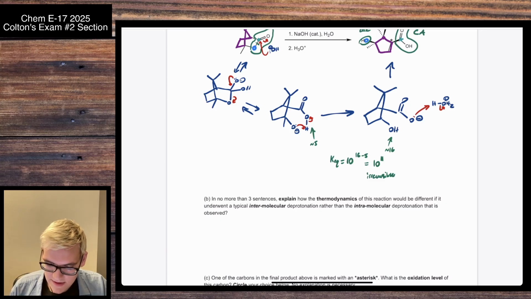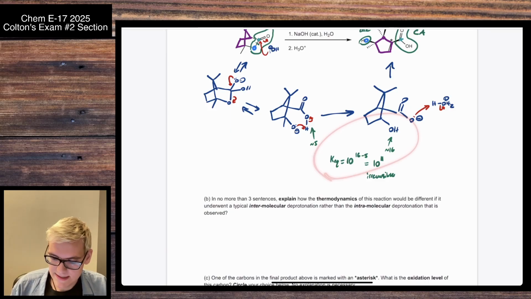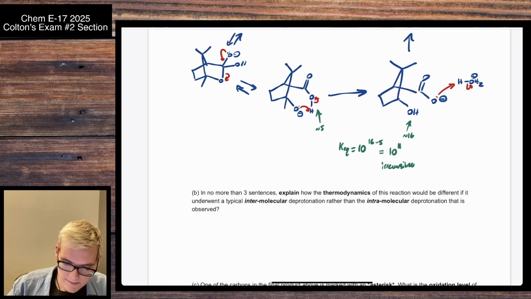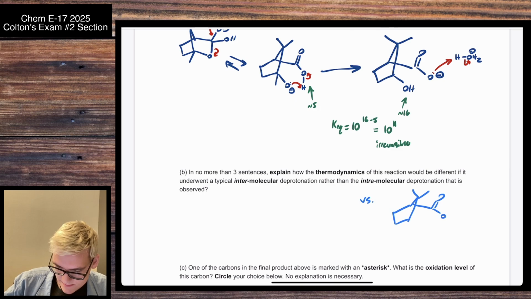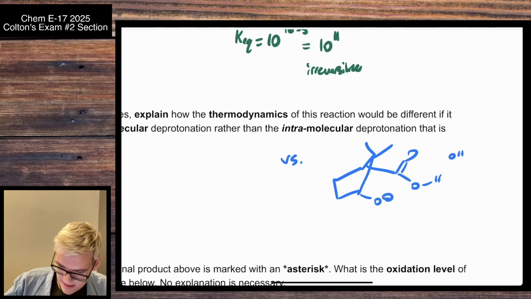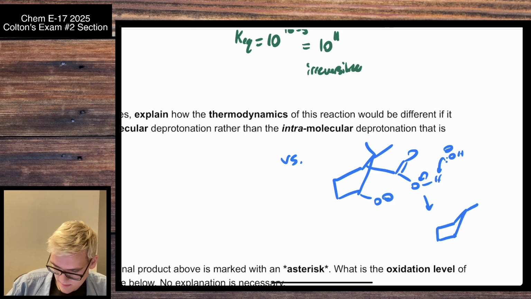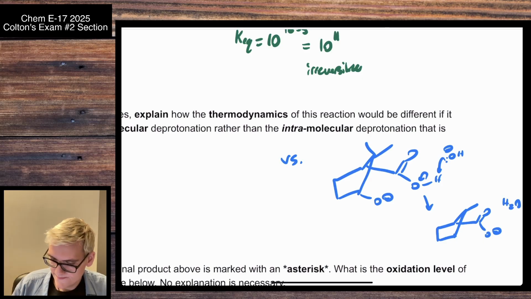So we've done this already. We've done this calculation of it being 10 to the 11th, the irreversible. Well, let's do a kind of versus. If we had this molecule and we did the expected deprotonation, we would have an OH minus in solution deprotonate, and then we would get to our O minus, and then we would create water.